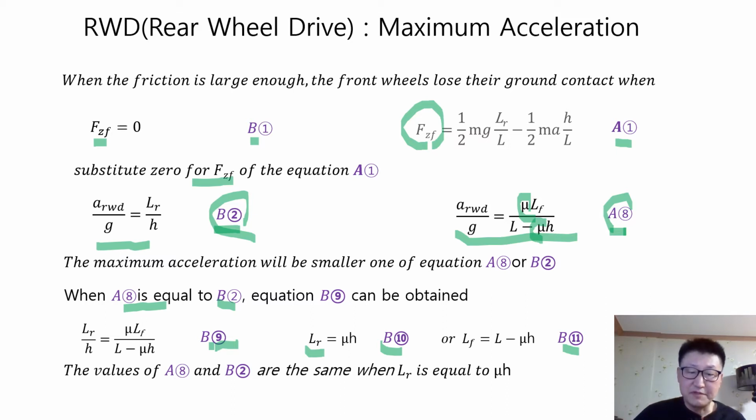The values of A8 and B2 are the same when L_R is equal to tire friction coefficient mu multiplied by CG height h, or L_f is equal to L minus tire friction coefficient mu multiplied by CG height h.